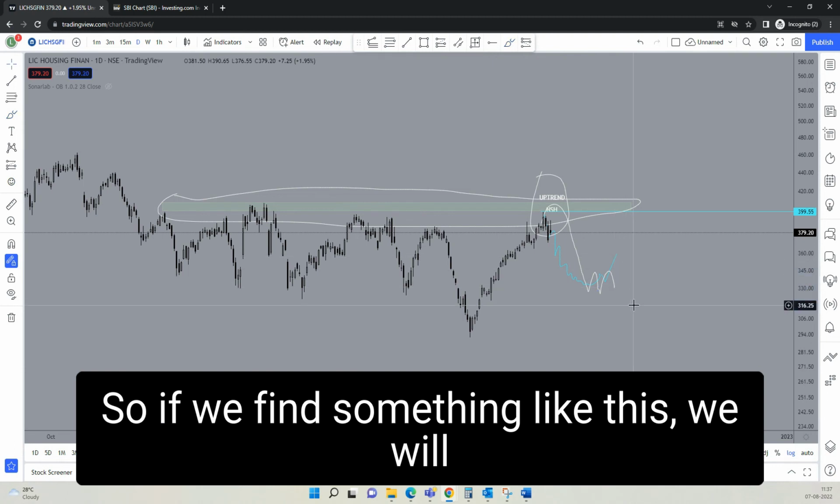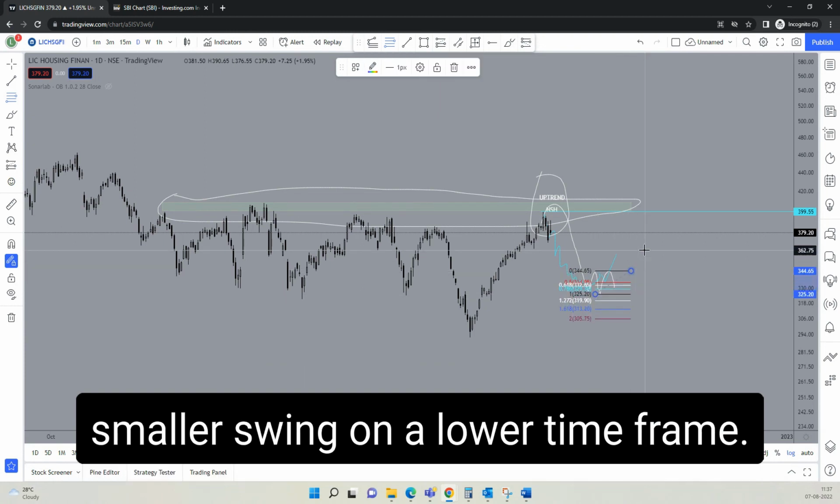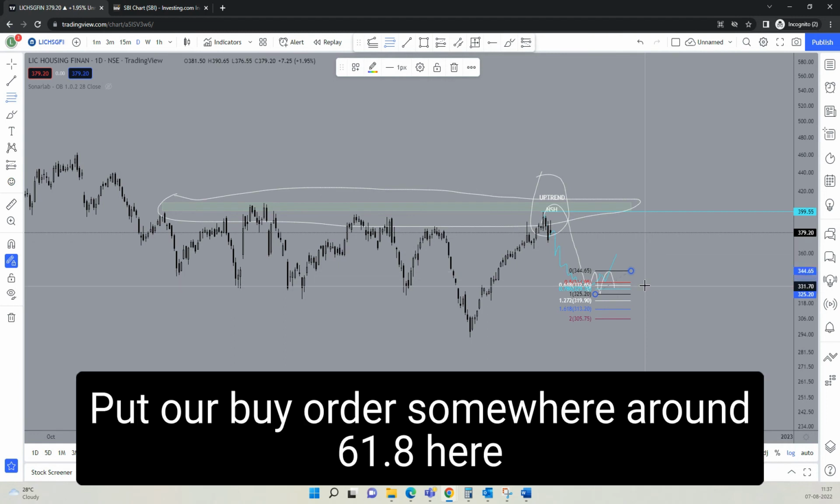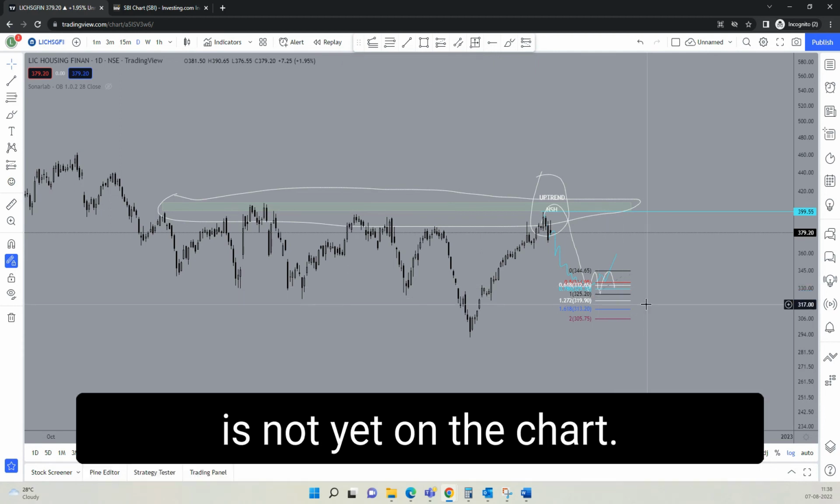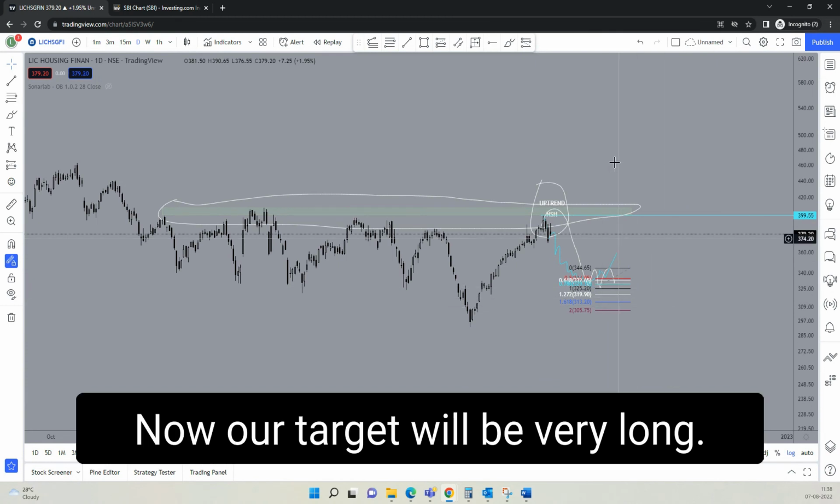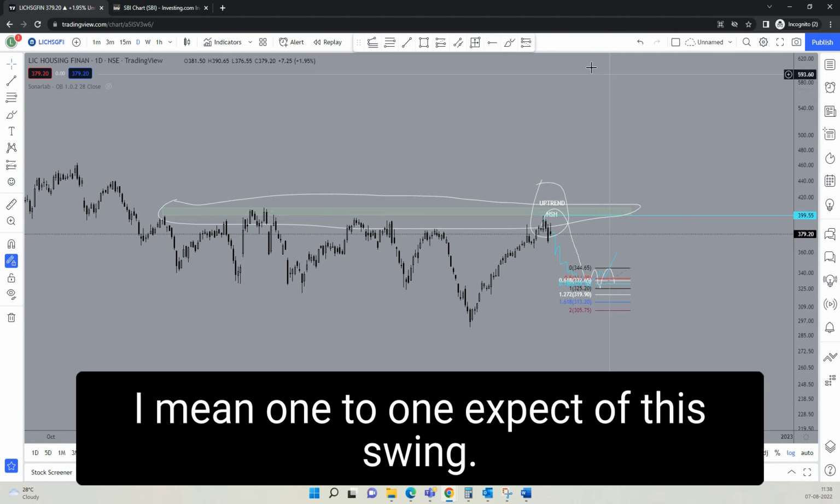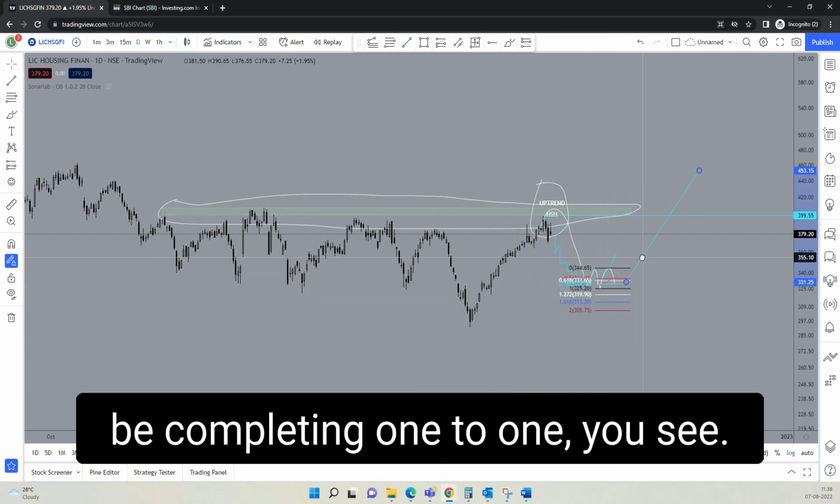So if we find something like this, we will again pick our retracement tool, measure this smaller swing on a lower time frame, put our buy order somewhere around 61.8 here with a stop loss just below this swing, which is not yet on the chart, but we expect something like this. Now our target will be very long. I mean 1 to 1 extension of this swing. We always expect that a swing will be completing 1 to 1.